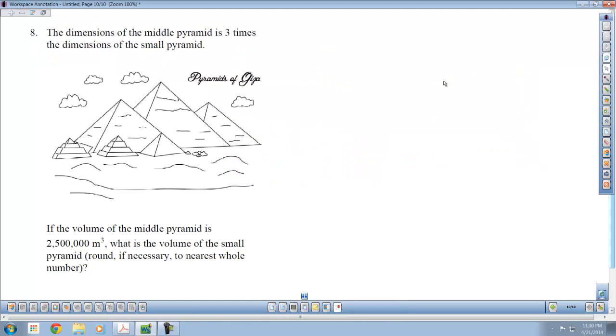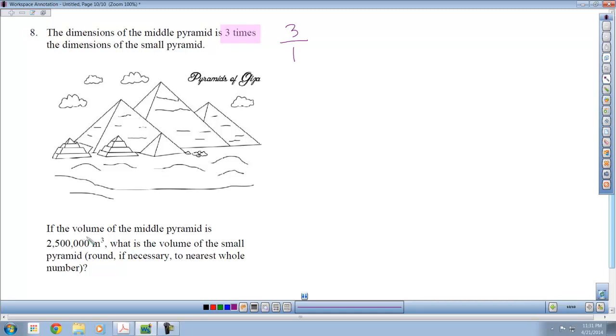Alright, number 8 says the dimensions of the middle pyramid right here, the biggest one, is 3 times the dimension of the smaller pyramid. Okay? And by saying that, they're basically saying that the larger pyramid is similar to it, it's just 3 times bigger. In fact, what would the ratio be if it was 3 times bigger? For every 3 units in the big pyramid, that's going to give you what, 1 unit in the small pyramid? That's what 3 times the dimensions mean.